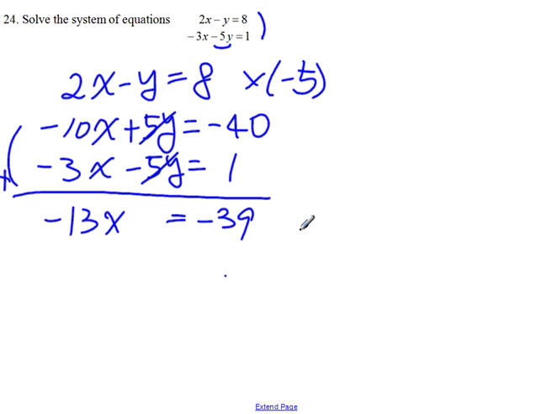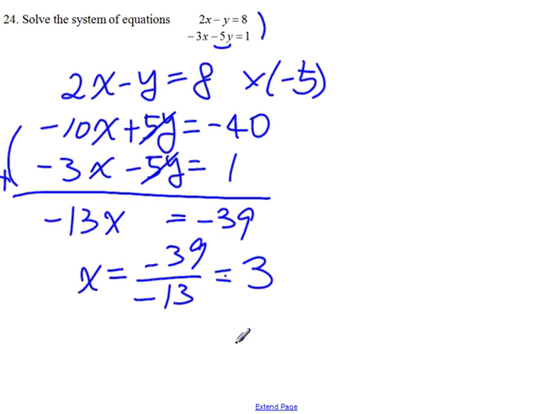So now we have a linear equation in one variable. To solve this equation for x, we divide both sides by -13. So we get x equals -39 over -13, which equals 3. Now this is not the end. We have to find the value for the variable y.